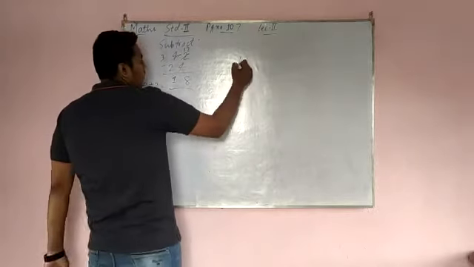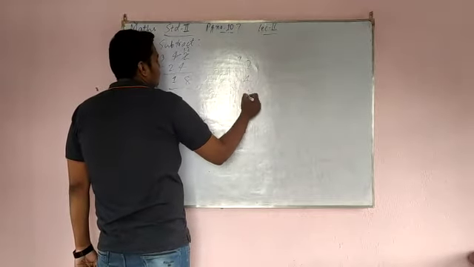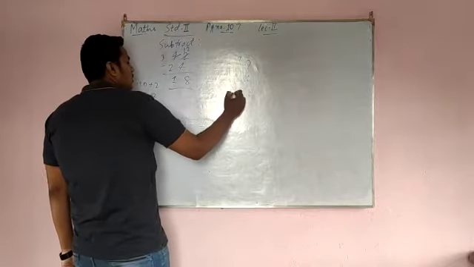But when you are subtracting, simply 42 minus 24. These things you just do in rough and write the answer.